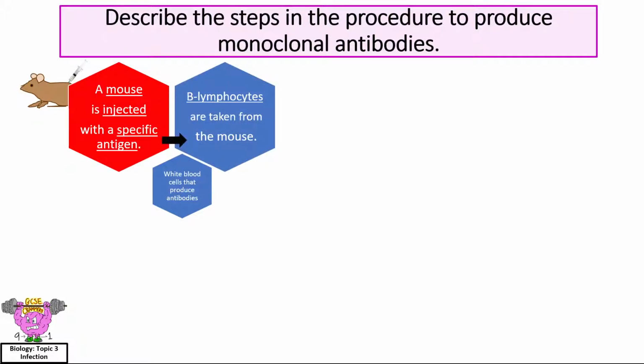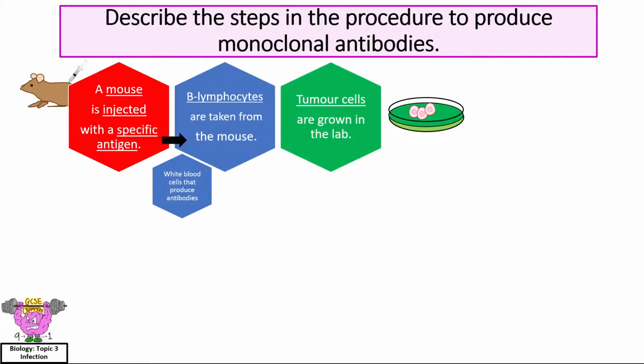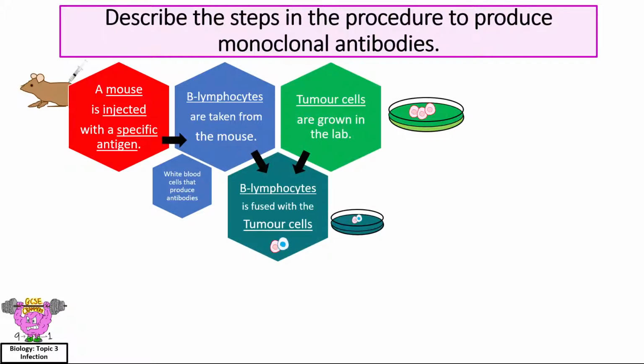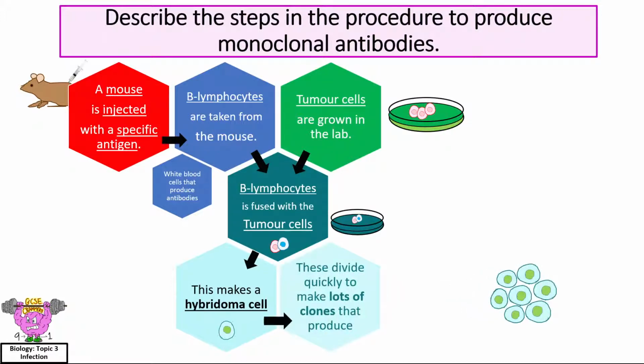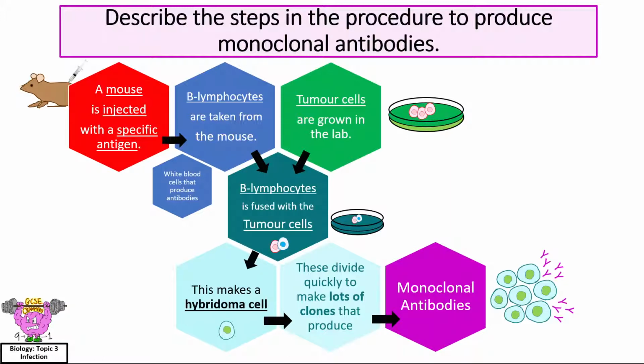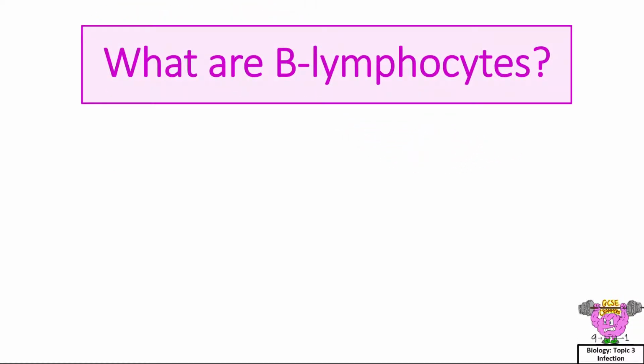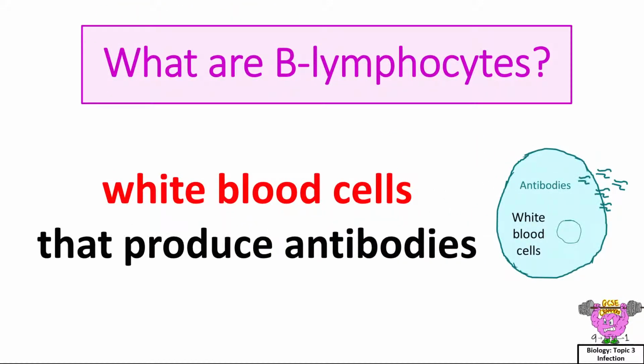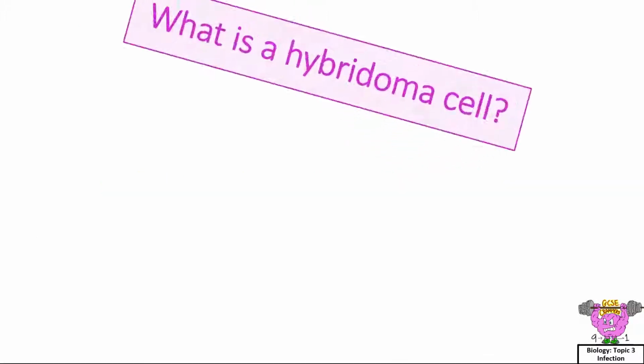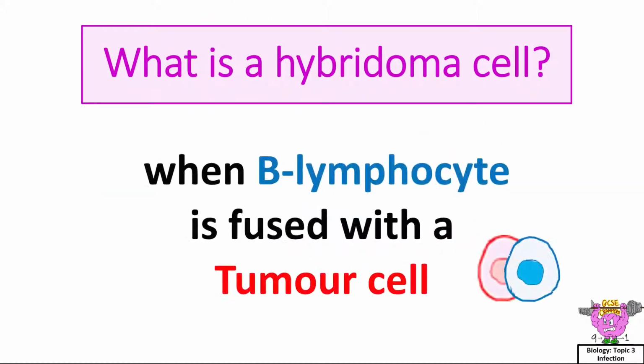At the same time, tumour cells are grown in the lab. The B-lymphocytes are fused with the tumour cells. This makes a cell called a hybridoma. These divide quickly to make lots of clones that produce monoclonal antibodies, which are collected and purified. What are B-lymphocytes? They're white blood cells that produce antibodies. What is a hybridoma cell? When a B lymphocyte is fused with a tumour cell.